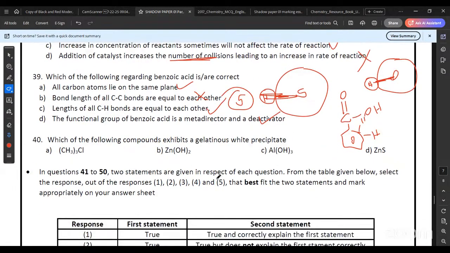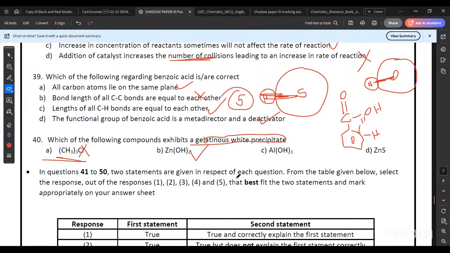40th one and the last one. Which of the following exhibits a gelatinous white precipitate? CH3Cl is not a gelatinous white precipitate. It's a white color turbidity. This comes in the Lucas test, as instant turbidity. It's a white color turbidity, so this is not an answer.